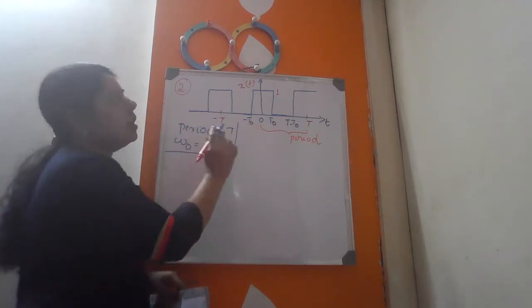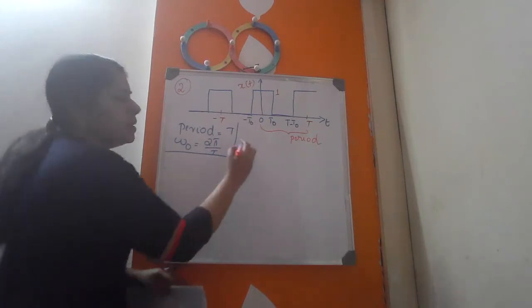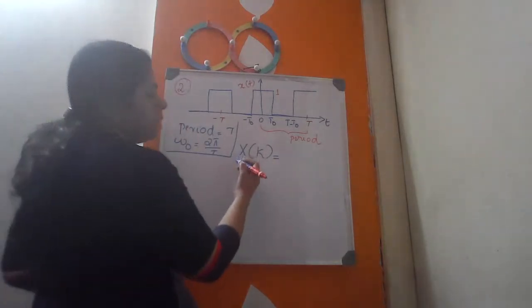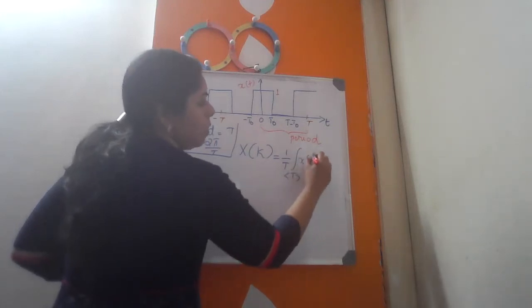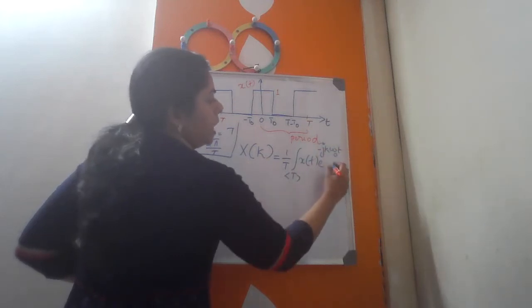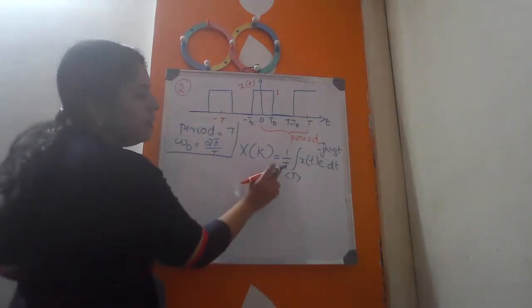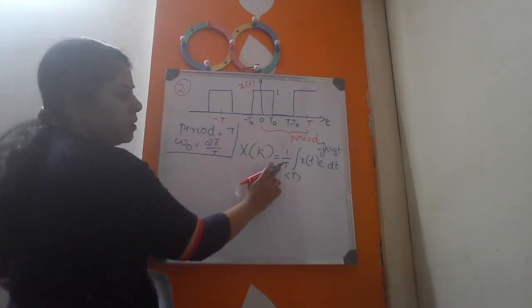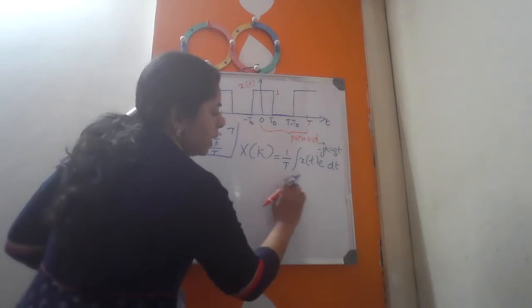Now let us start solving this problem to find the Fourier series coefficient. First I am going to write the exponential Fourier series equation, that is x of k is equal to 1 by T integral over T x of t e power minus j k omega naught t dt. This is my equation. Here, what is the value of my time period? Just now we calculated the period is T, so I don't want to change this term, it is 1 by T only. Now let me change the limits of my integral.